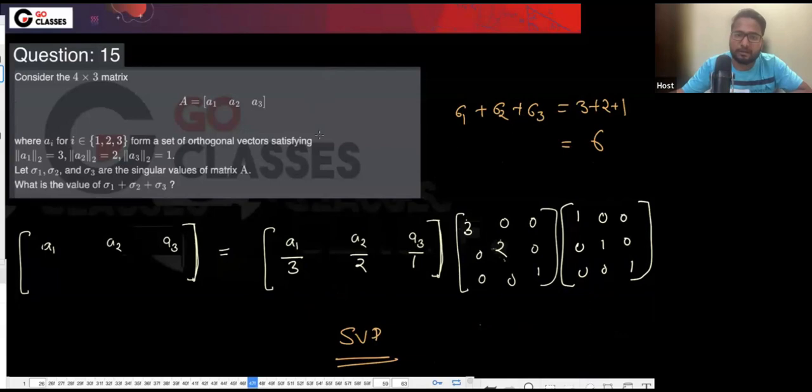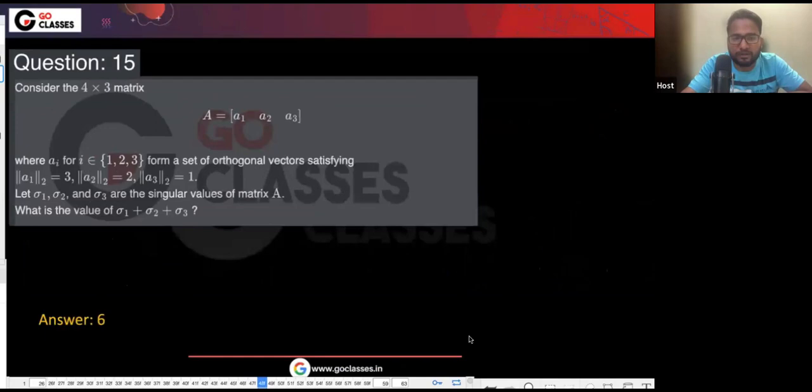Ajay is saying, can we find the eigenvalues of A transpose A? Yes, you can do it, but the reason I have put the question is so that you don't do much calculation. You can rewrite it in some way such that the SVD is visible. So I think 6 is the answer.